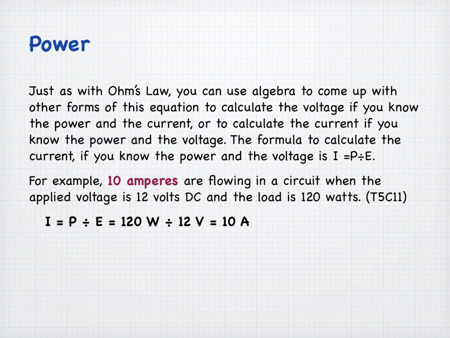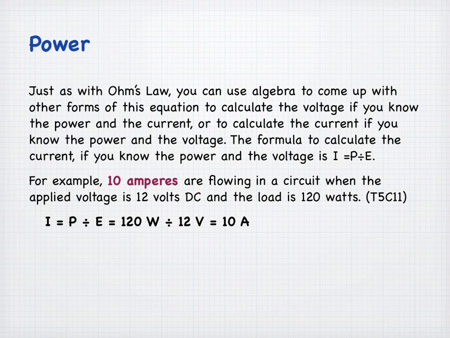Just as with Ohm's law, you can use algebra to come up with other forms of this equation to calculate the voltage if you know the power and the current, or to calculate the current if you know the power and the voltage. The formula to calculate the current if you know the power and the voltage is I equals P divided by E. Let's look at an example.